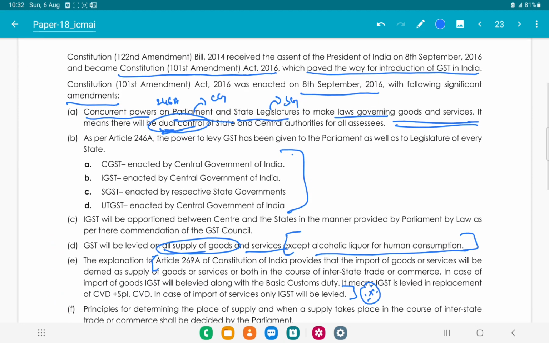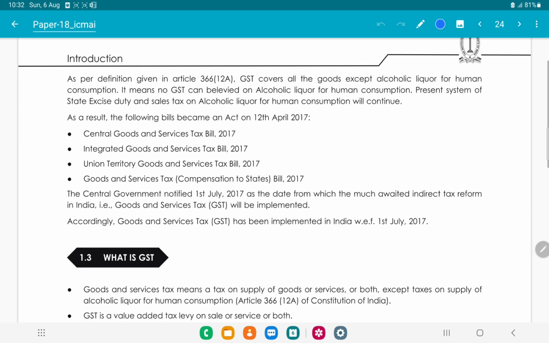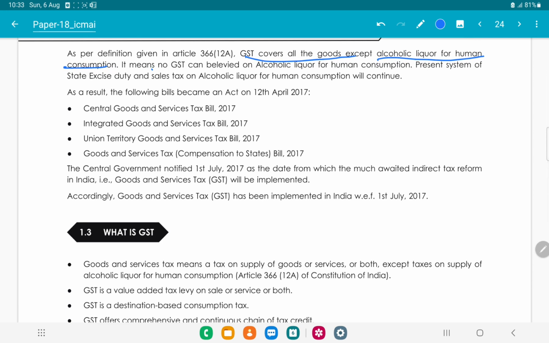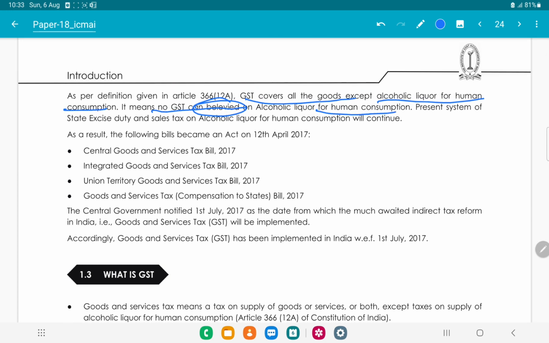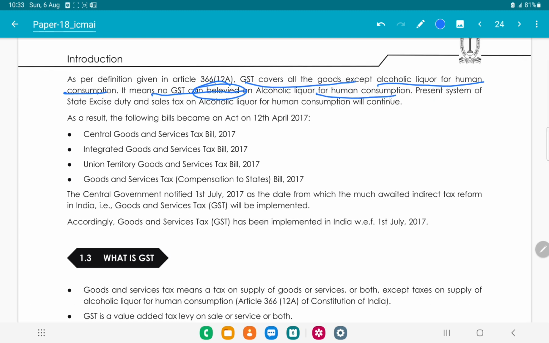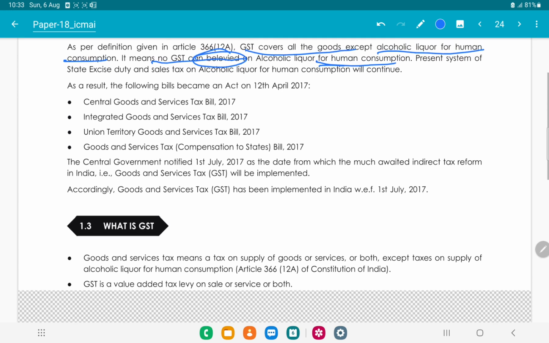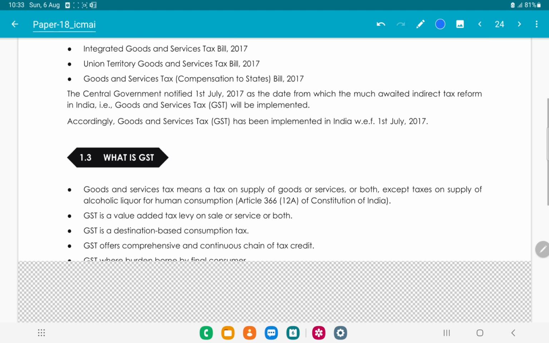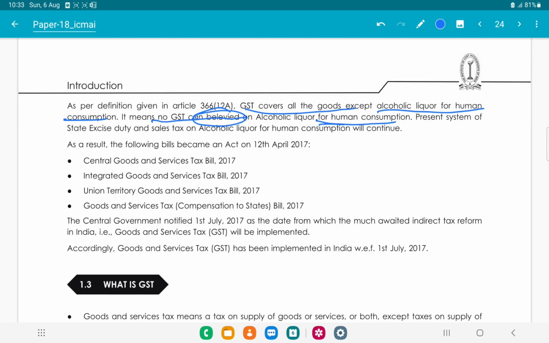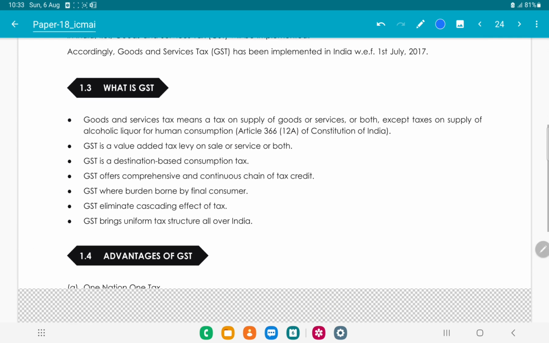Okay, so we'll go with the next slide. Next page. We saw this. GST covers all goods except alcoholic liquor for human consumption. It means no GST is levied on alcoholic liquor for human consumption. And what tax is levied on this, we are going to cover in one flow chart in the next upcoming series. That one flow chart will cover all these topics, so not to worry much on this.